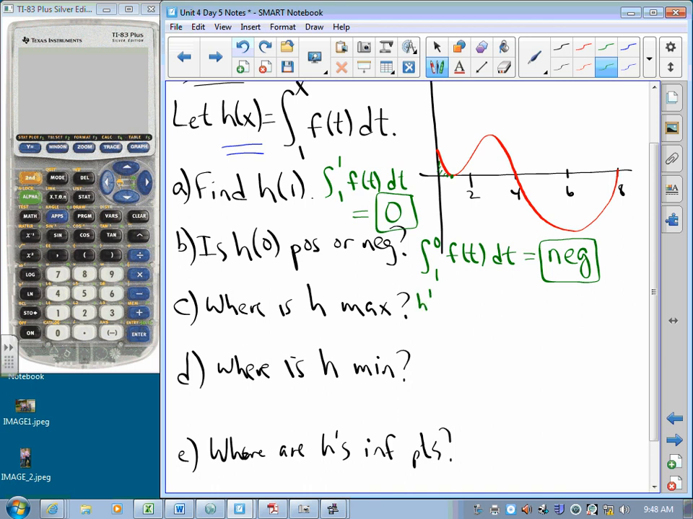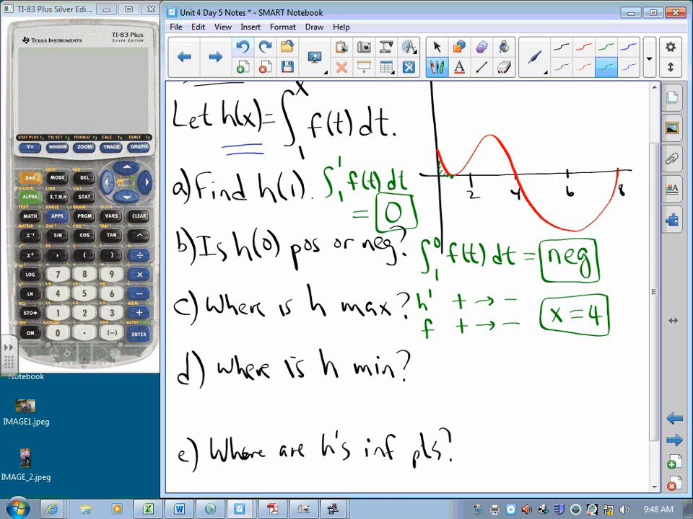Where is h a max? h is a max where h prime goes from positive to negative. Well, what's h prime? h prime is f. f has to change from positive to negative. You would actually write out f changes from positive to negative. I'm in a small space. Don't copy what I wrote. Copy what I said. That happens at x equals 4.